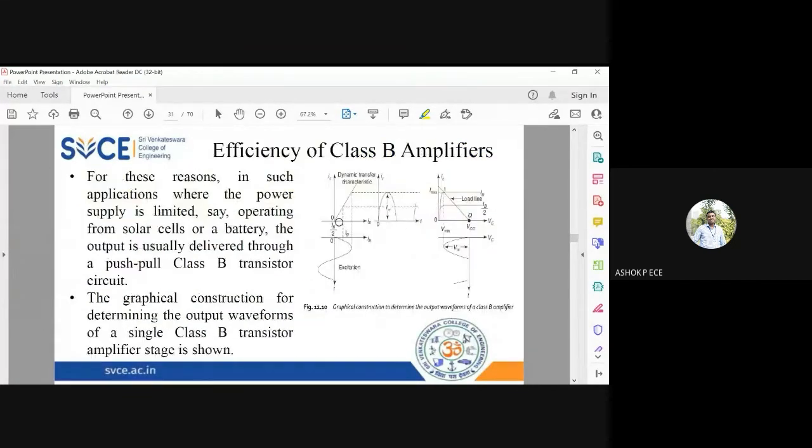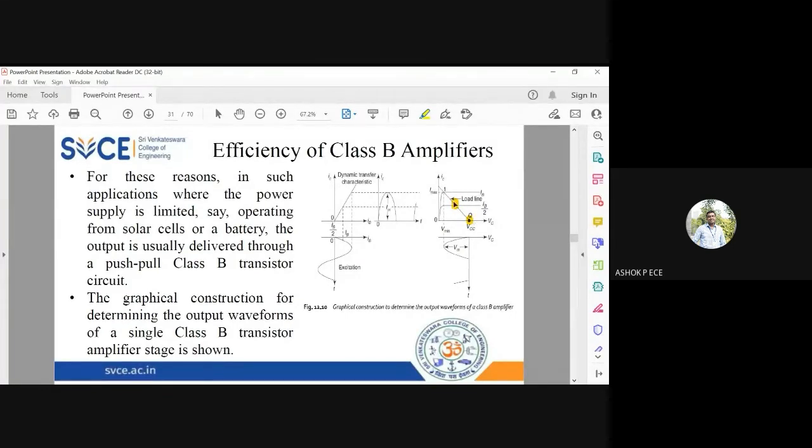You see here, the Q point is exactly on the x-axis. Usually the Q point is here, but now you see it has come down to here. Why am I moving to cutoff? Because during the negative half cycle, no current should flow. So no current means it is going to be in the cutoff region. So that's why the Q point is shifted from the middle of the load line to the x-axis.